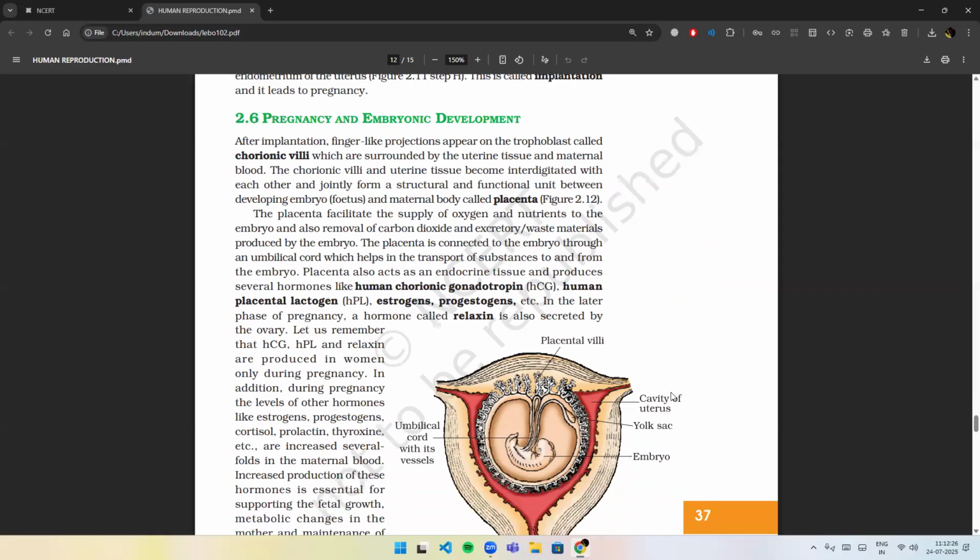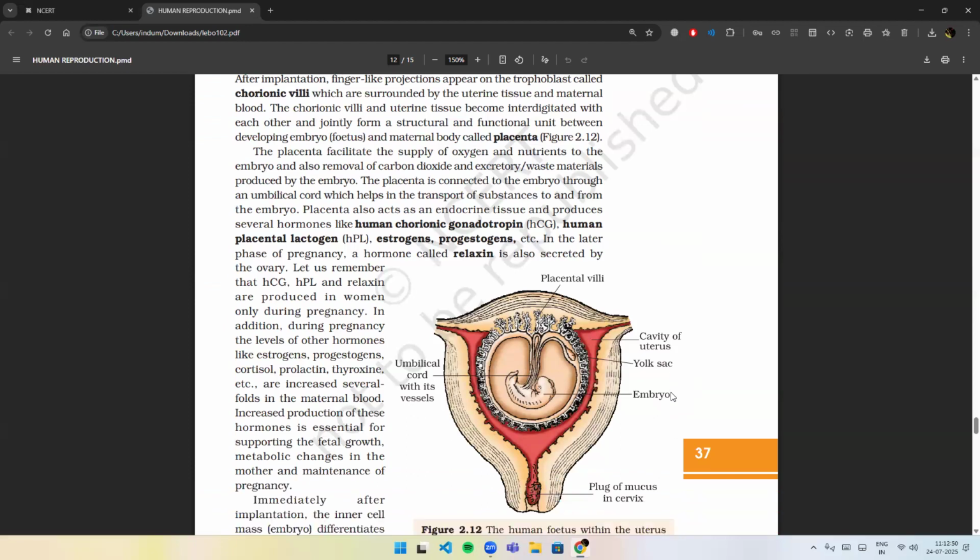Pregnancy and embryonic development. After implantation, finger-like projections appear on the trophoblast called chorionic villi, which are surrounded by the uterine tissue and maternal blood. The chorionic villi and uterine tissue become interdigitated with each other and jointly form a structural and functional unit between the developing embryo and maternal body called placenta. The placenta facilitates the supply of oxygen and nutrients to the embryo and also removal of carbon dioxide and excretory waste materials produced by the embryo.